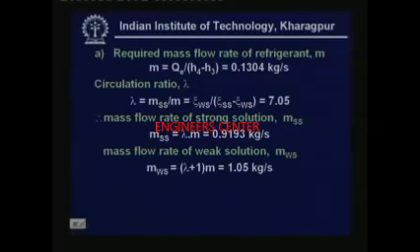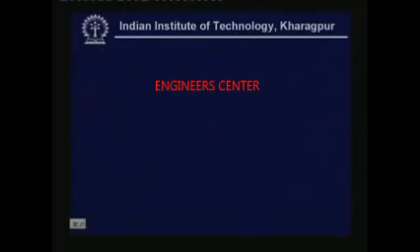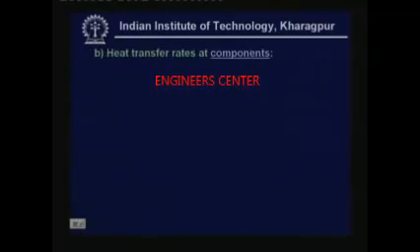Okay. So, if you substitute these values, you find that mass flow rate of weak solution is nothing but 1.05 kg per second. Obviously, the difference between the weak solution flow rate and the strong solution flow rate should be equal to refrigerant flow rate, because the mass has got to be balanced. So, we have found the required properties. Now, I mean required mass flow rates.